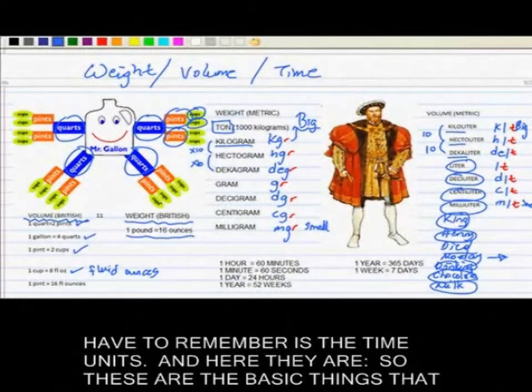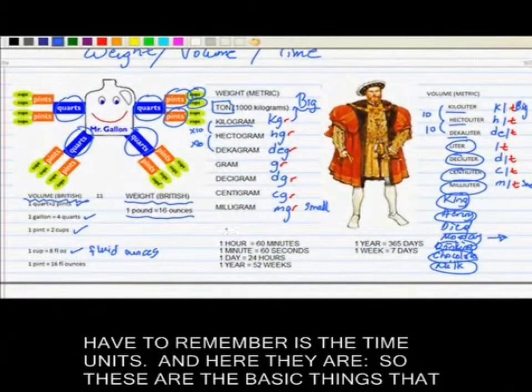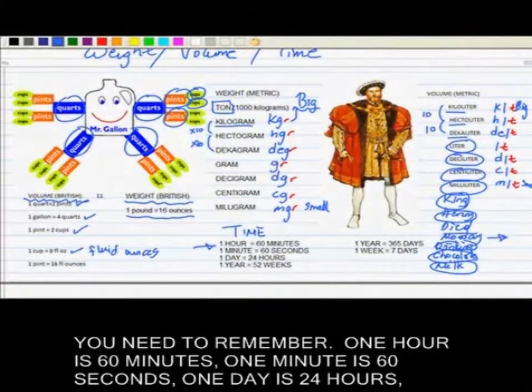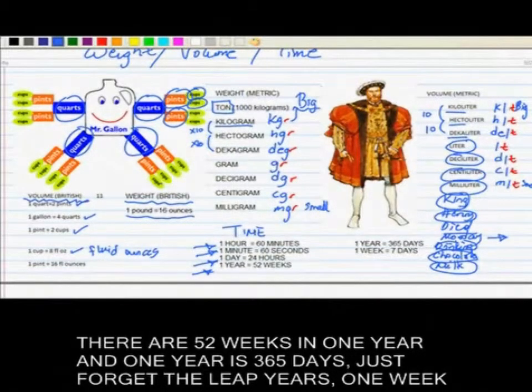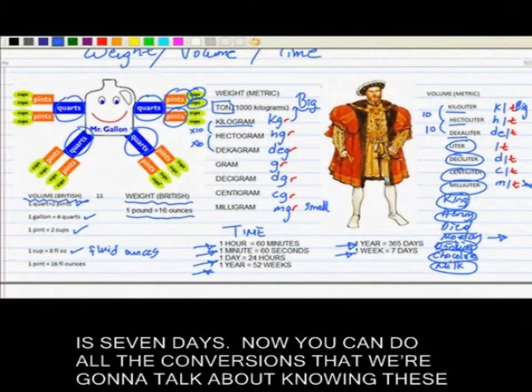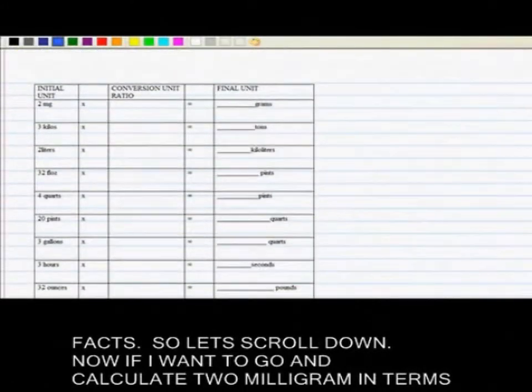The other thing you're going to have to remember is the time units. And here they are. So these are the basic things that you need to remember. 1 hour is 60 minutes. 1 minute is 60 seconds. 1 day is 24 hours. There are 52 weeks in 1 year, and 1 year is 365 days. Just forget the leap years. 1 week is 7 days. Now you can do all the conversions that we're going to talk about knowing these facts. So let's scroll down.